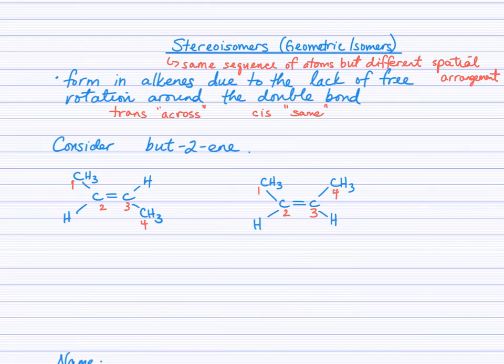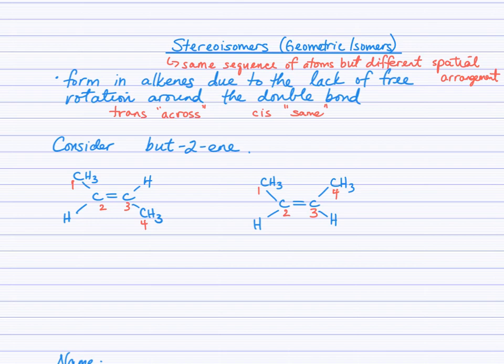Okay, stereoisomers, also known as geometric isomers. These are cis and trans isomers of certain alkenes. Just to be clear, these are not the same structural isomers that we saw with our C5H12 model building activity. Structural isomers have different sequences of atoms, much like but-1-ene and but-2-ene would have different sequences. However, these geometric isomers have the same sequence, but a different spatial arrangement.